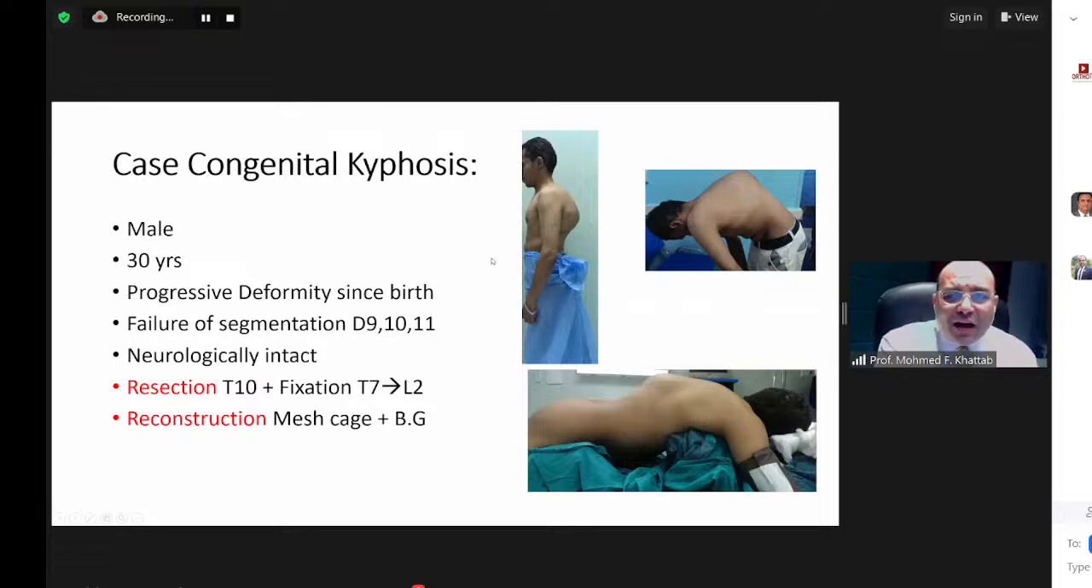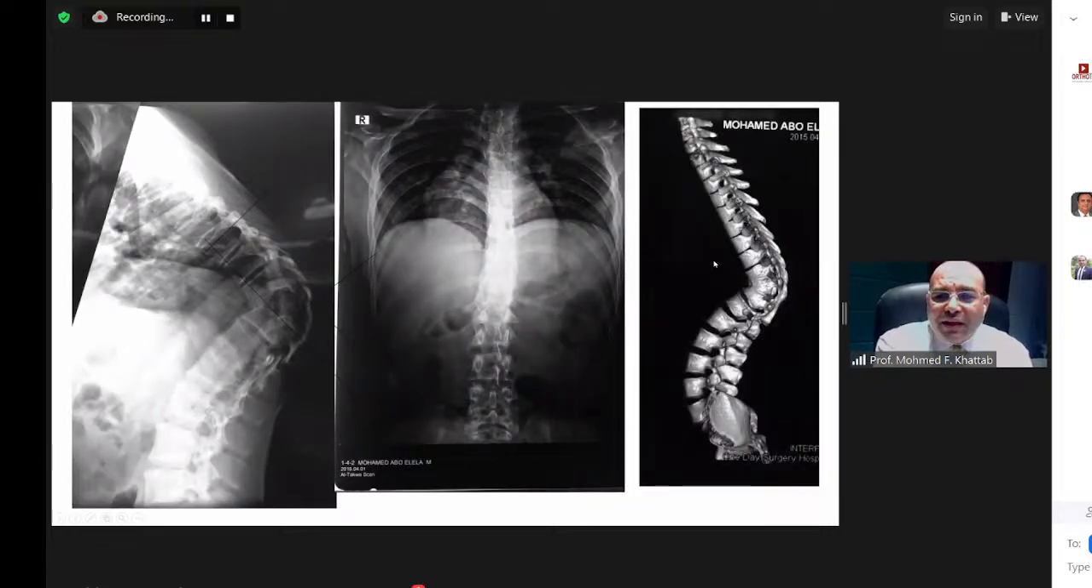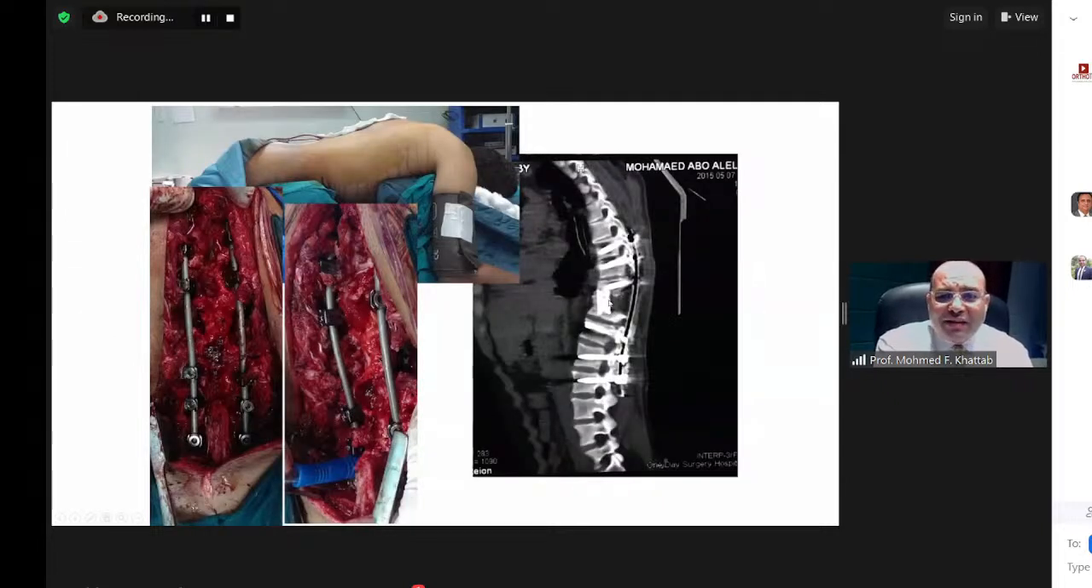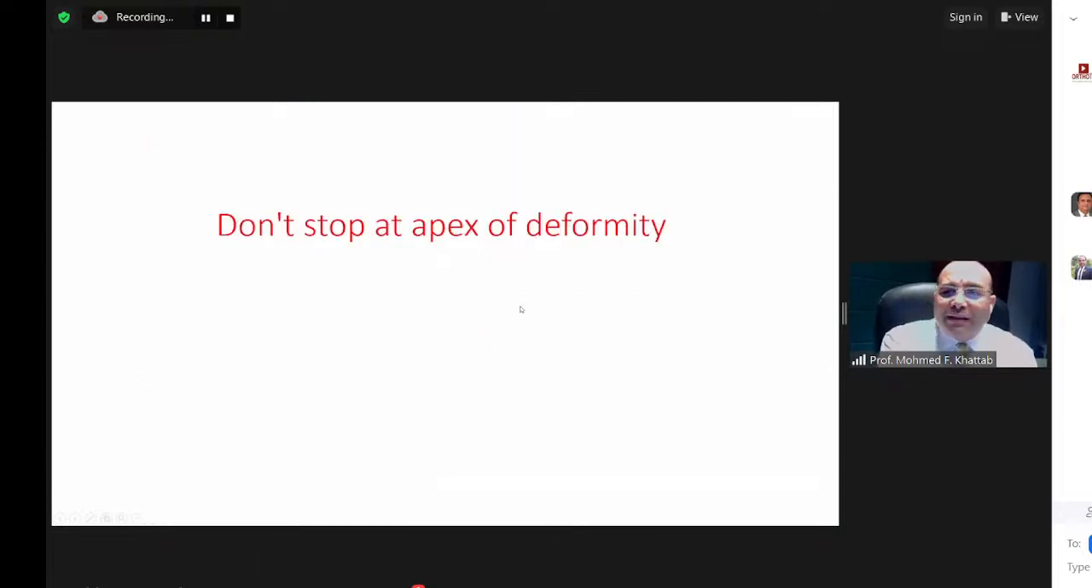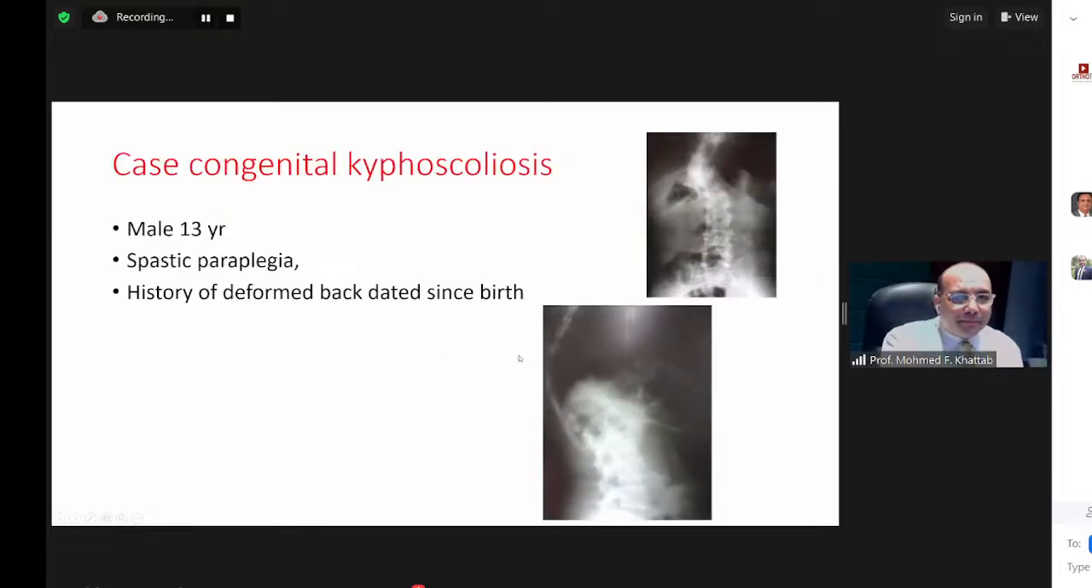I myself use the BVCR in some congenital cases, like this boy with congenital kyphosis due to failure of segmentation at D9, 10, 11. We have here three fused spine segments with local kyphosis. I did BVCR and reconstructed the anterior column with a mesh cage, and I used three levels above and three levels below. And it is mandatory, and it is a tip for any patient: don't stop at the apex of a deformity. Usually try to go away from the apex and fix your patients.